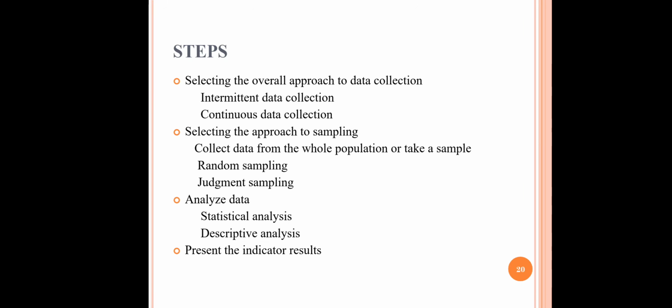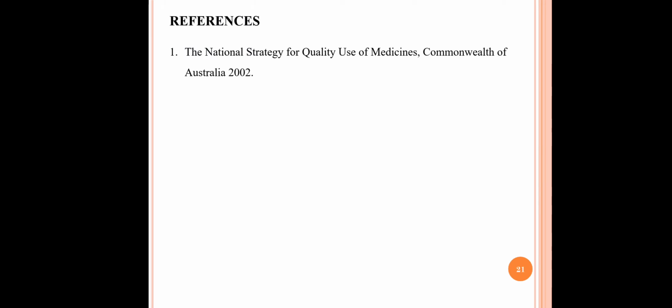Steps: selecting the overall approach to data collection, intermittent data collection or continuous data collection. Setting the approach to sampling: collect data from the whole population or take a sample, random sampling, judgment sampling. Analyzing data: statistical analysis, descriptive analysis, and present the indicator results.